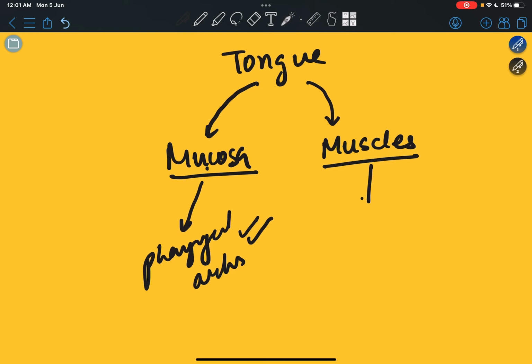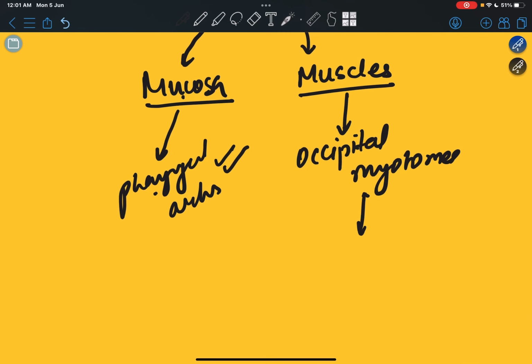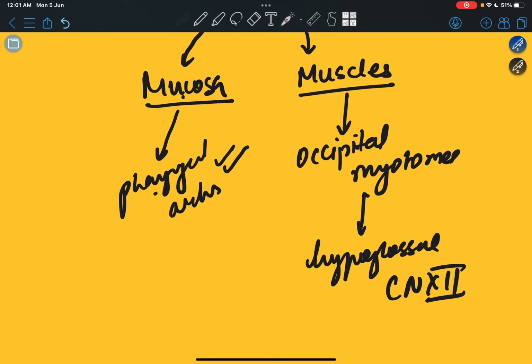But the muscles are developing from occipital myotomes. Myotomes are also there, the different myotomes. Out of them, the occipital myotomes are helping in the development, forming the muscles of the tongue. So they won't have the nerve supply of the pharyngeal arches, they'll have a separate nerve supply. To name it, they are supplied by the hypoglossal nerve, or the 12th cranial nerve. There is one exception to this nerve supply, though.